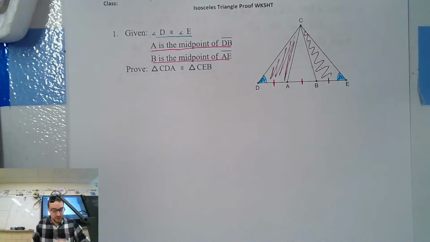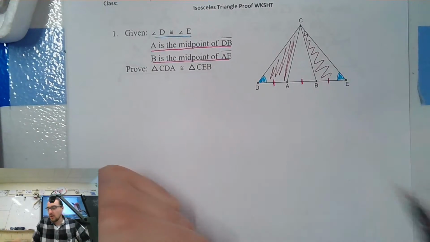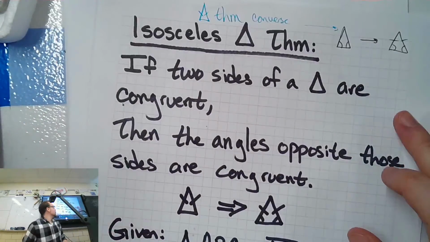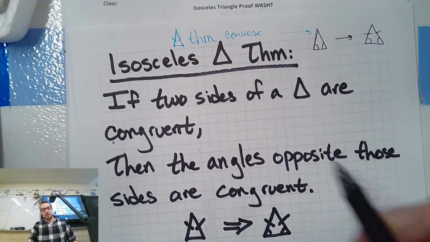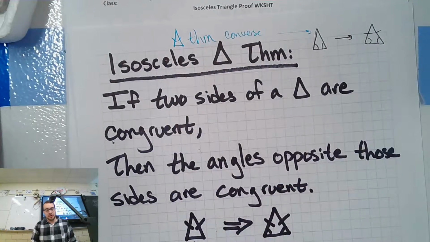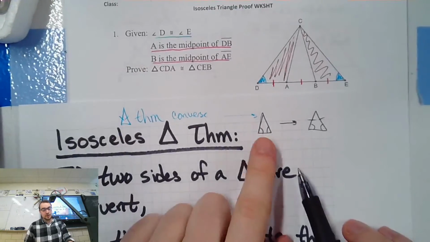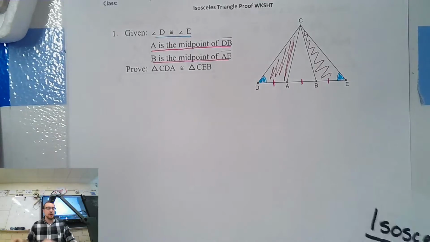So, here's what we're going to do. We know, hint, hint, hint, that this theorem is going to be used. The isosceles triangle theorem says if we know two sides, then we get the two angles. So this implies this. We also know the opposite, the converse: if we have the angles, we get the sides. So, I'm going to give you a little bit.